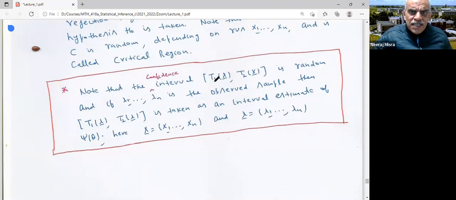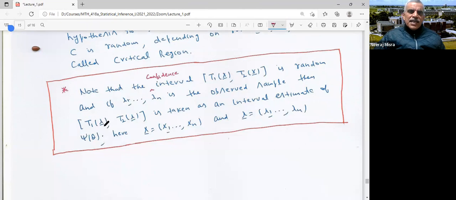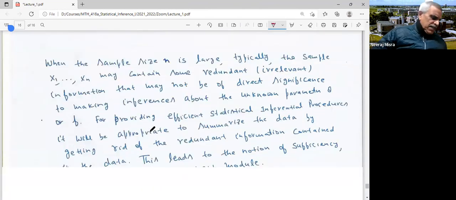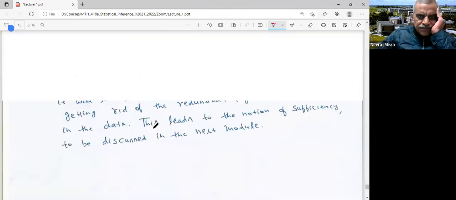Now note that the confidence interval T1 to T2 is a random quantity, and if x1, x2, ..., xn is the observed sample, then (T1(x), T2(x)) is taken as an interval estimate of psi(theta). So I can get precisely this interval only after the experimentation, that means after I have observed this x. Once I do that, after experimentation, I evaluate this, and that is called an interval estimate. So that's the difference between an interval estimator and an interval estimate.